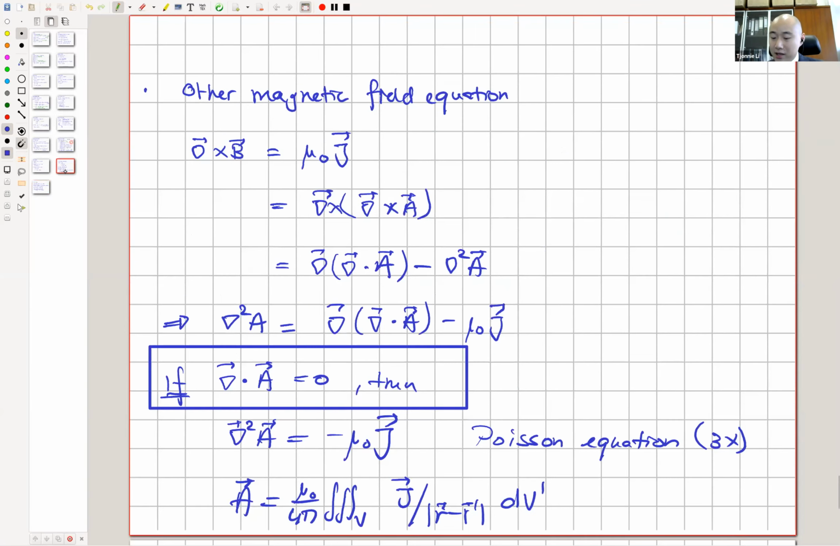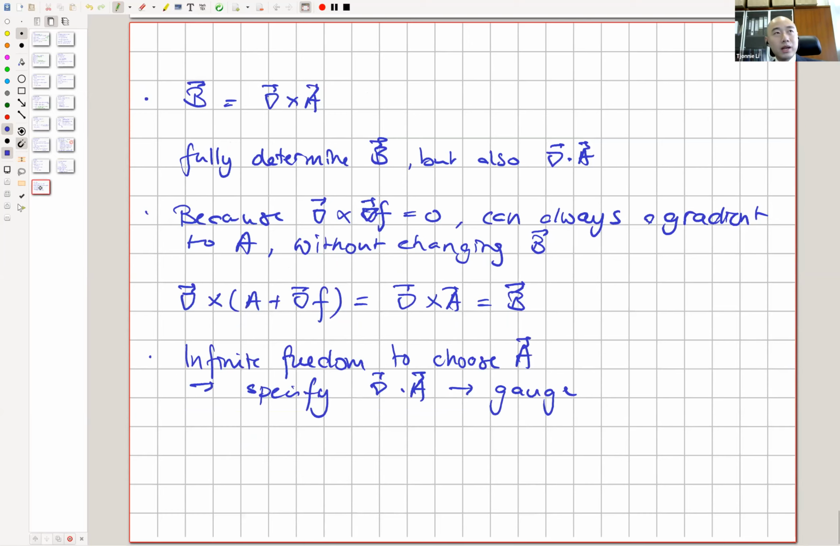So in this case, what we did is we made a specific choice. And we said that the divergence of A equals 0. And then the equations come out in such a way that the Laplacian of A equals minus mu naught J. Right? And so you get the Poisson equation. But this only comes out when I've made the specific choice for the divergence of A.